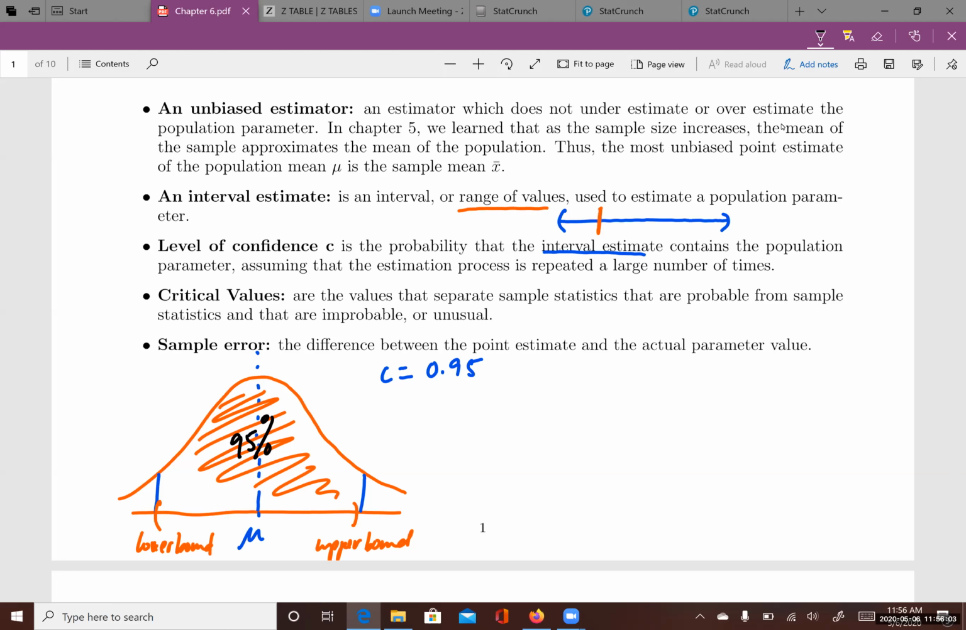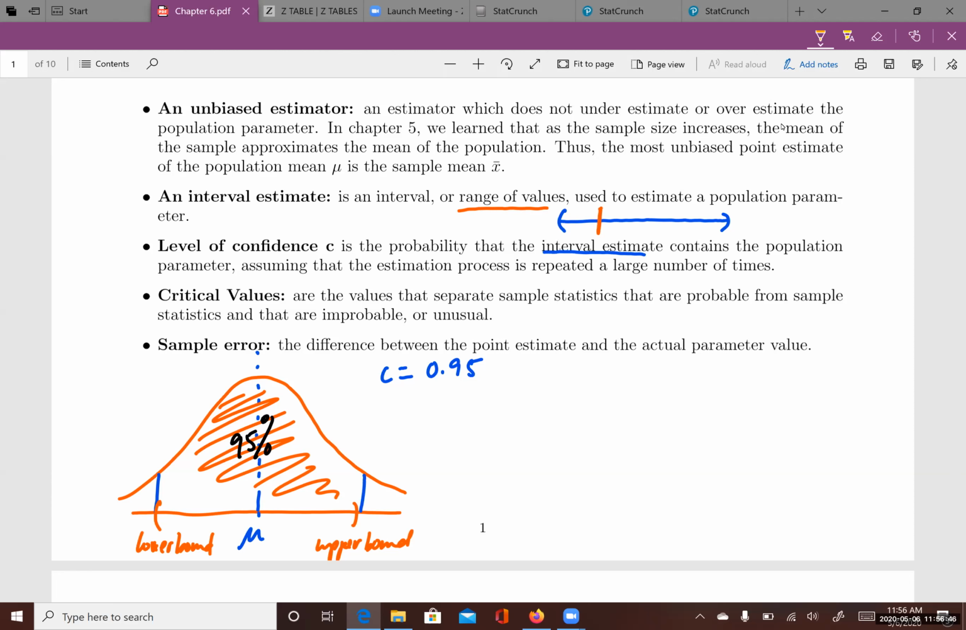All right, so that's the level of confidence. The probability is that the interval estimate contains the population mean, assuming that you repeat the estimating process a large number of times. Once we have the level of confidence, we can talk about the critical values. The critical values are the values that separate sample statistics that are probable from sample statistics that are improbable or unusual.